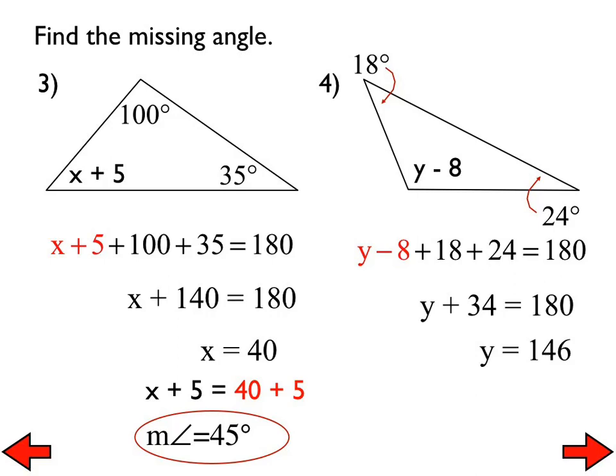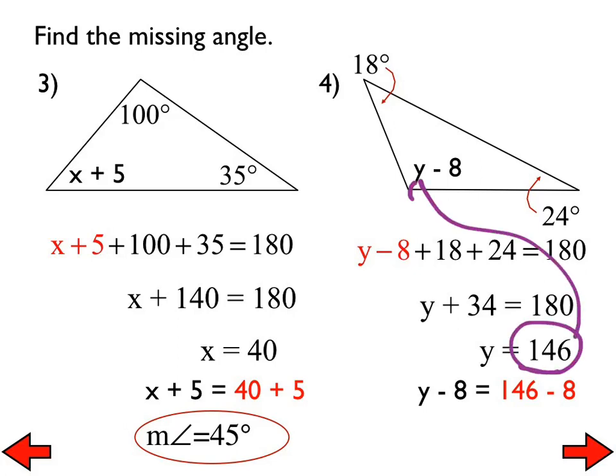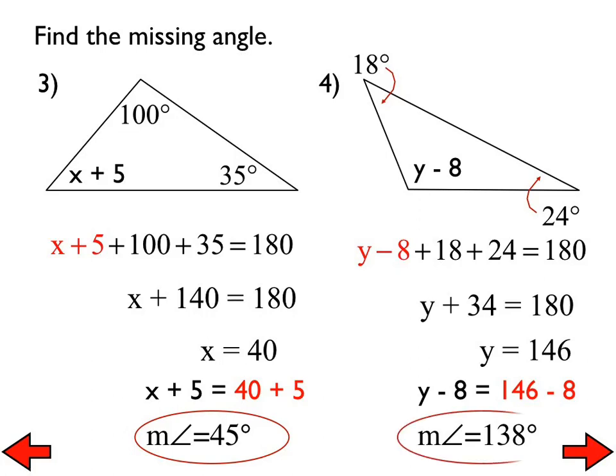We have to do that part first, but that's not what the angle is. What is the angle? What is it? 138. It is 138 because 146, when you substitute it in right there, which is what I'm showing right here, minus 8 is 138 degrees. So the measure of that angle is 138 degrees.